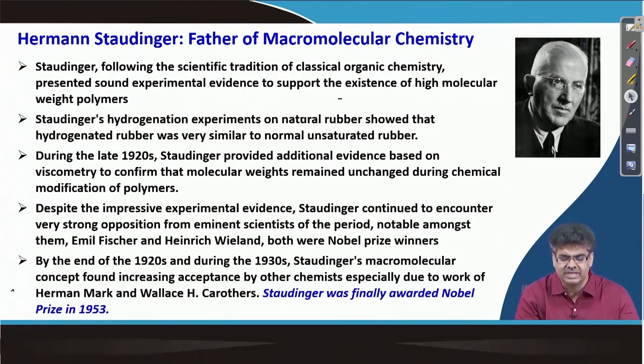By the end of the 1920s and during the 1930s, Staudinger's macromolecular concept found increasing acceptance by other chemists, especially due to the work by Herman Mark and Wallace H. Carothers. And finally, in 1953, Staudinger was awarded the Nobel Prize for his work on macromolecular chemistry.